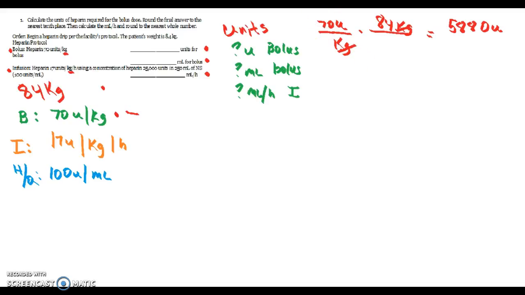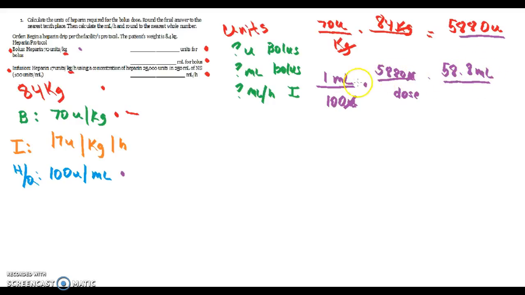All right, then we're going to solve for our milliliters. Solving for milliliters, I'm going to put milliliters on top. This is where we have to use our have quantity, so we're going to put 1 milliliter over 100 units. And this is what we're going to plug in, because this is how many units for our bolus that we want, and we want how many milliliters to give in our bolus. So if this is units, we have to have units here. So that is going to be 5,880 units per dose for our bolus. Our units will cancel out. Then we have 5880 divided by 100, which gives us 58.8 milliliters for our bolus.